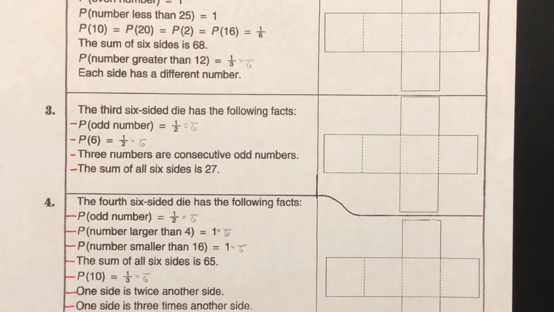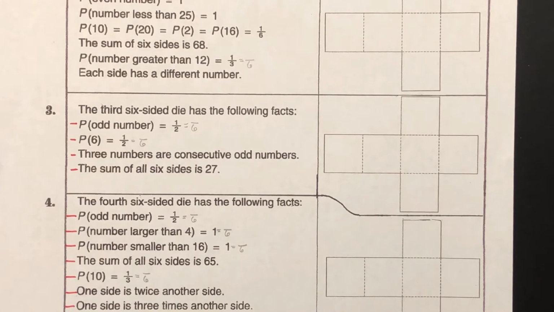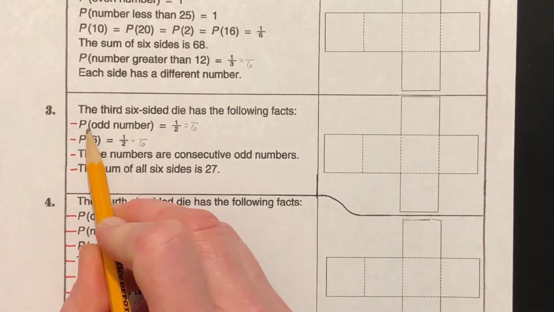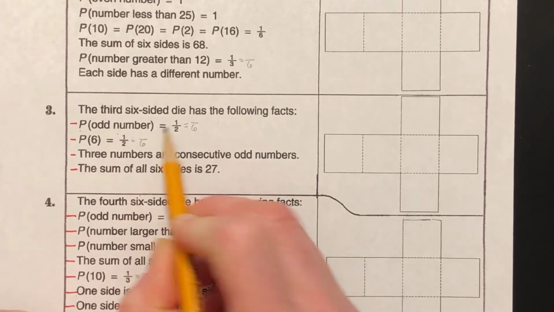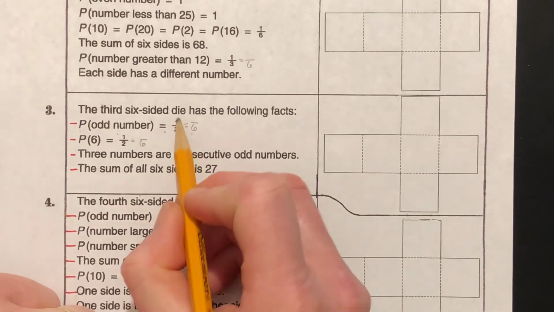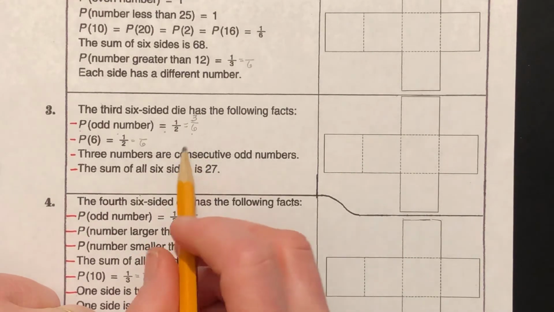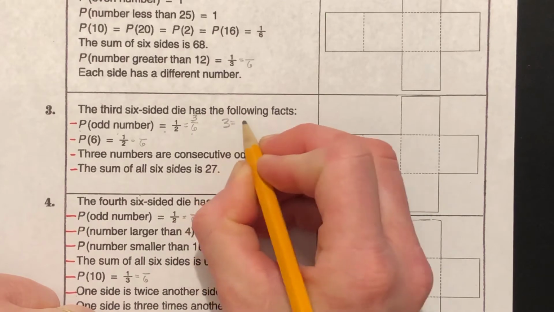If you look at number 3, it has fractions with 1/2. Since there are 6 sides of the die, I'm going to take that reduced fraction and change it over to sixths. Then I'll know exactly how many sides of this 6-sided die that applies to. It says the probability of an odd number is 1/2. I'm going to change that to sixths. So this tells me that 3 of them are odd.